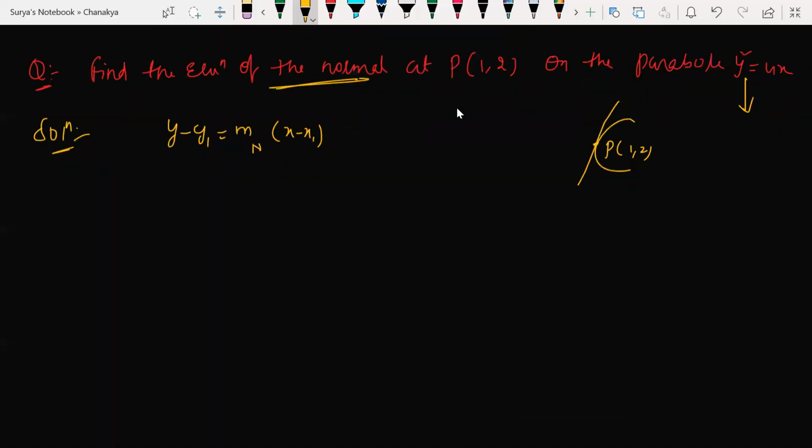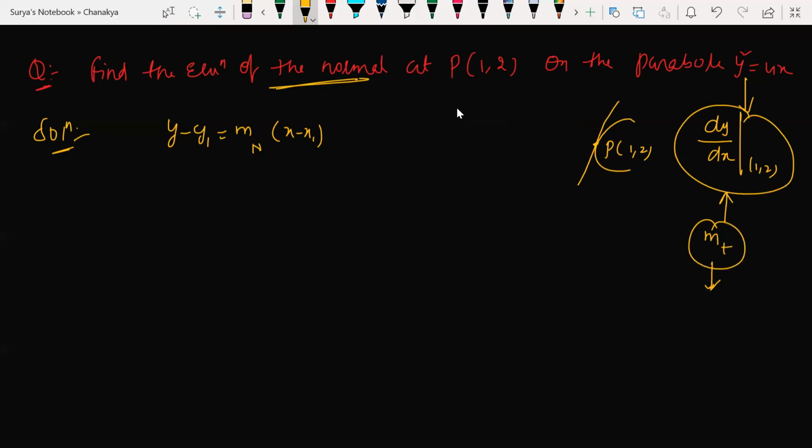Parabola is a curve. So now for finding the slope of the normal, let us find the slope of the tangent. How can you find the slope of the tangent? dy by dx is going to be my slope of the tangent. Slope of the tangent at the point (1, 2): dy by dx at (1, 2) gives me the slope of the tangent. If I know the slope of the tangent, can I find out the slope of the normal from this? Tell me. Are people able to understand or not?